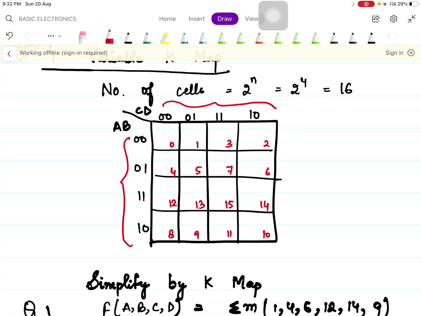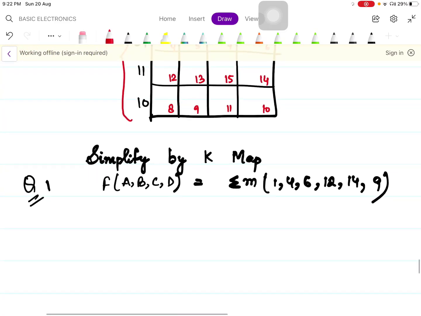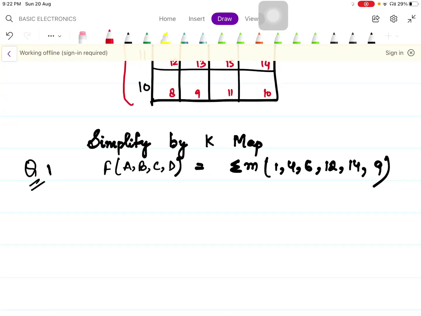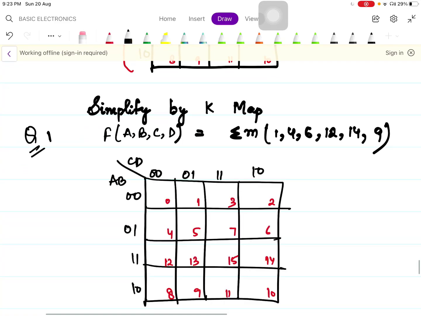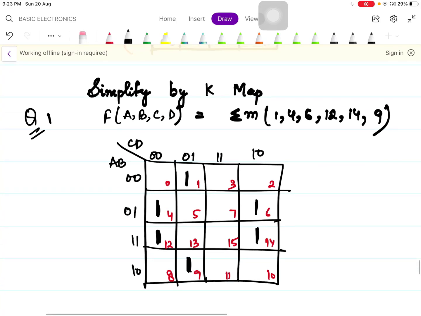Now let us start solving some of the questions. The first question is written over here. For solving this, let us draw a 4 variable K-map first. Now let us fill the minterms, 12, 14 and 9, among others. So these are the minterms that we have filled. Now let us start making the groups.